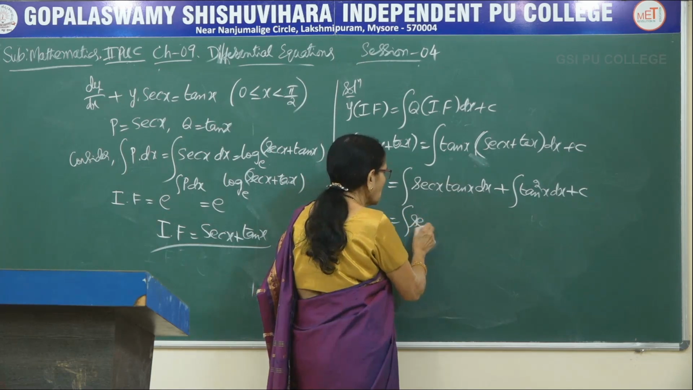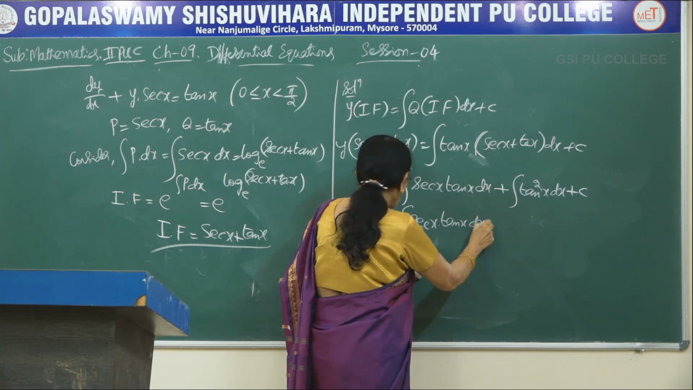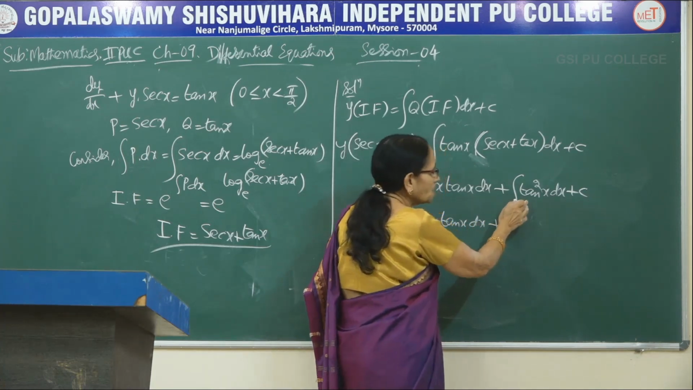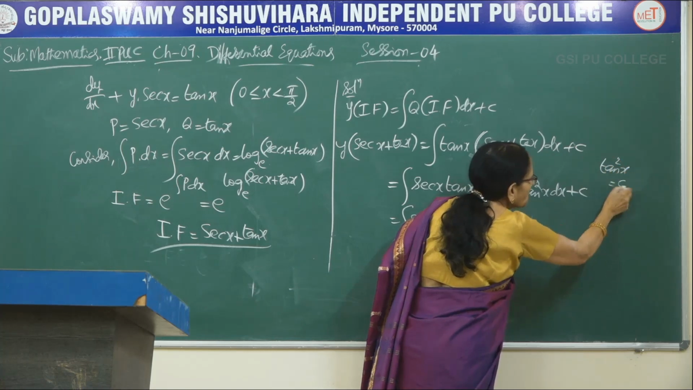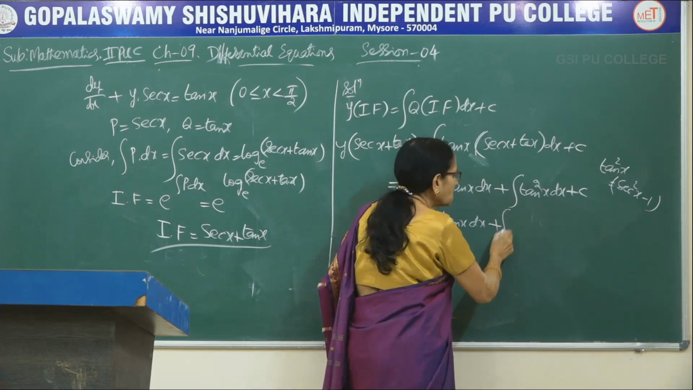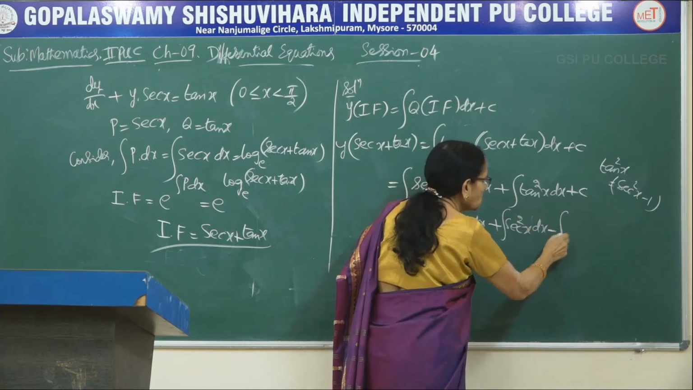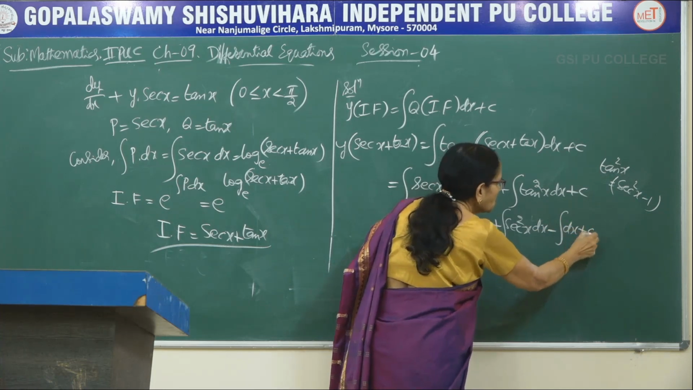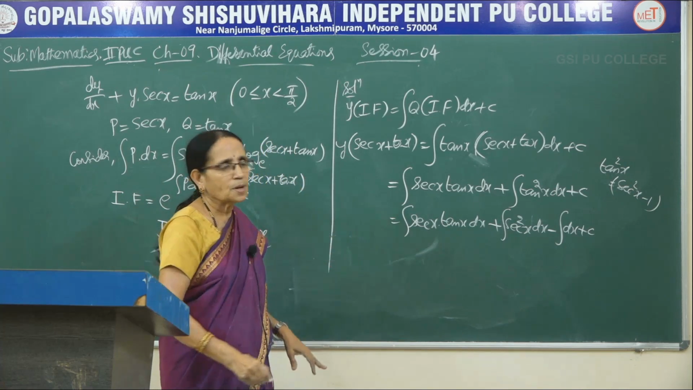So let me write that one. It is secant x into tan x into dx plus, if you write it as this formula, I hope you remember this one, tan square x is secant square x minus 1. So I can split this also into two integrals, secant square x into dx minus 1 into dx plus the constant. Now all of them are in the standard form.